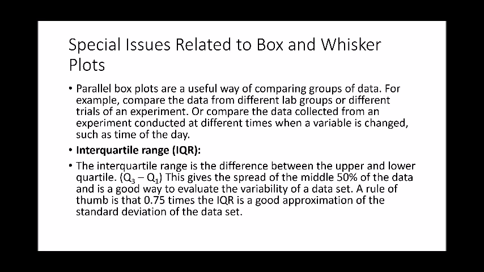Let's talk about another issue related to box and whisker plots, and that's the interquartile range. This is the difference between the upper and lower quartiles. You take Q3 and subtract from it Q1 to get the interquartile range. This gives you the spread of the middle 50% of the data, and it's a good way to evaluate variability. A higher interquartile range means there's more variability in the data. A rule of thumb is that 0.75 times the interquartile range is a good way to approximate the standard deviation of the data set.